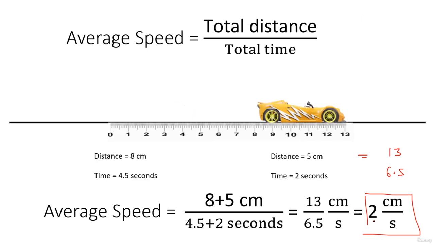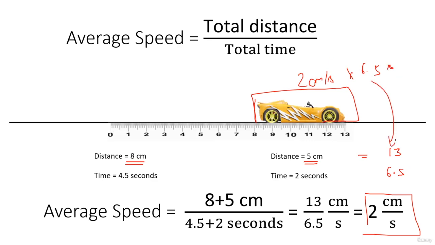But the actual meaning of average speed is what? To travel a total distance of 8 and 5, 13 centimeters in this case, don't consider two separate legs of the journey. It's one simple leg of journey. The car is traveling at 2 centimeters per second for 6.5 seconds, which will give you the same distance traveled, right?